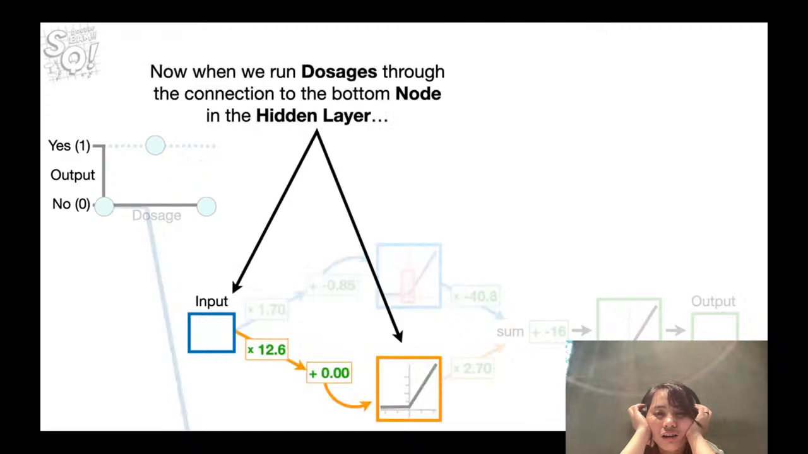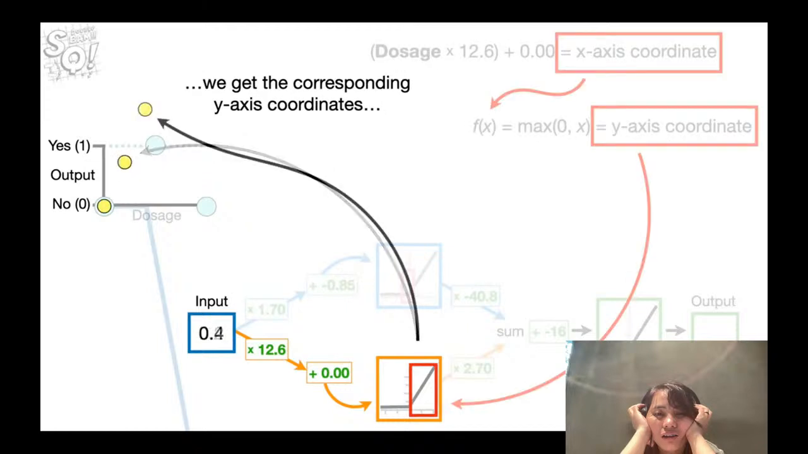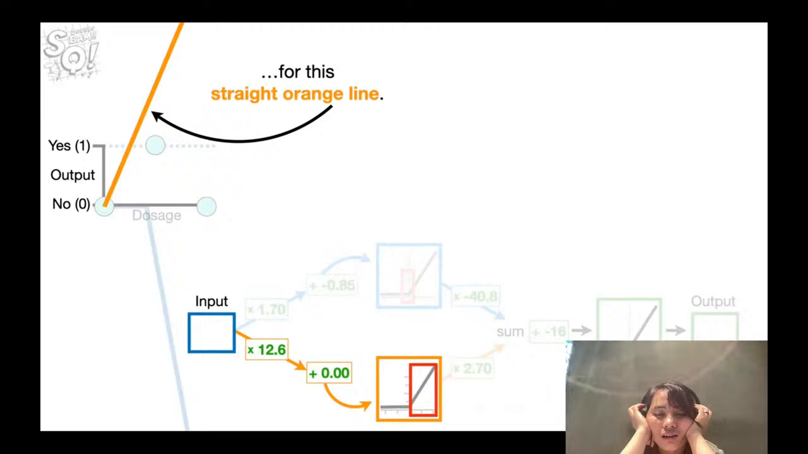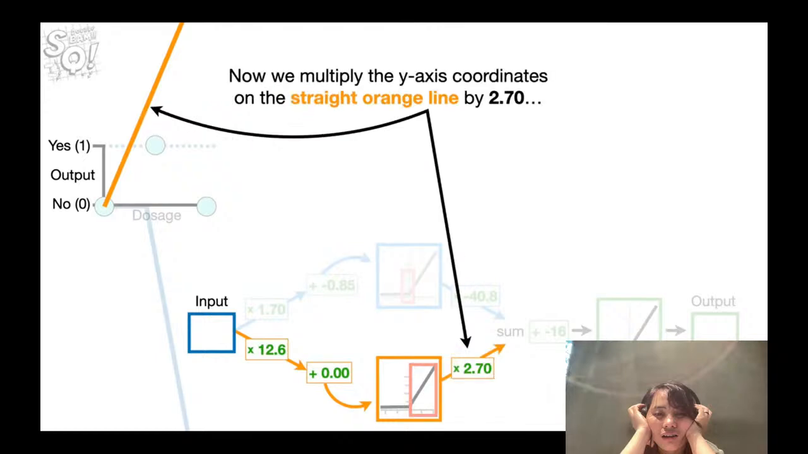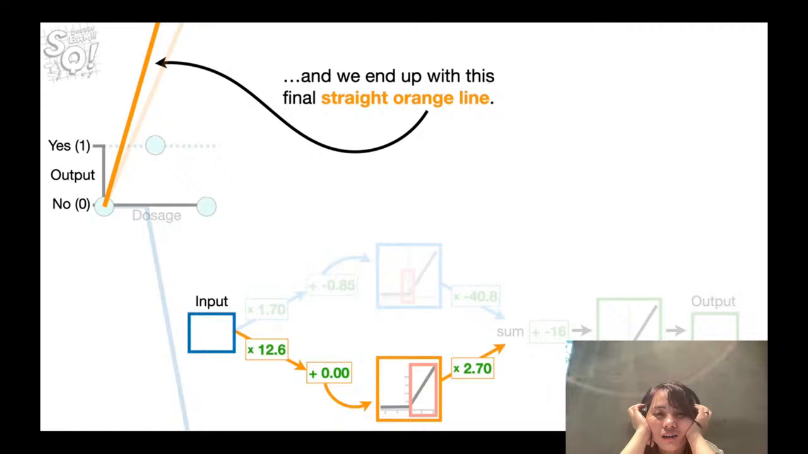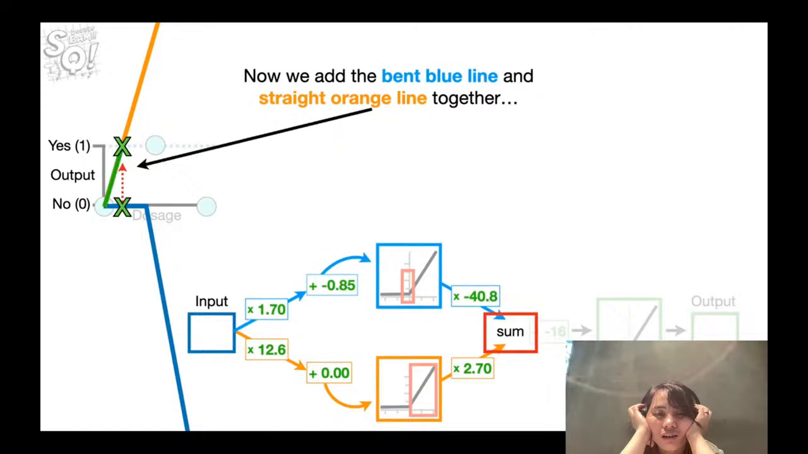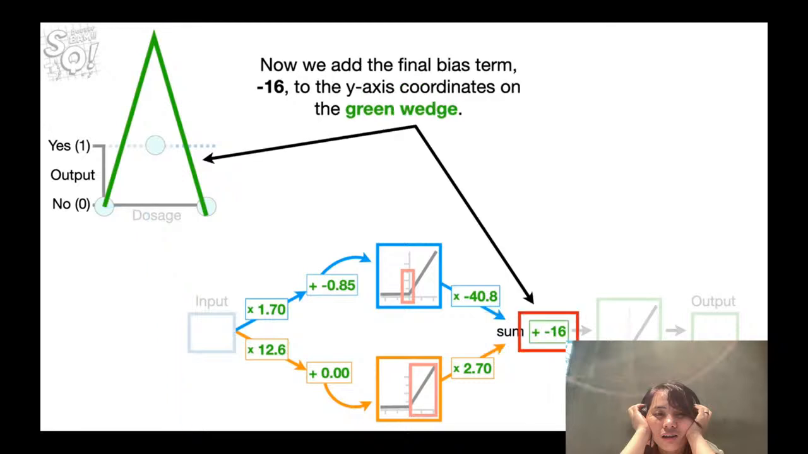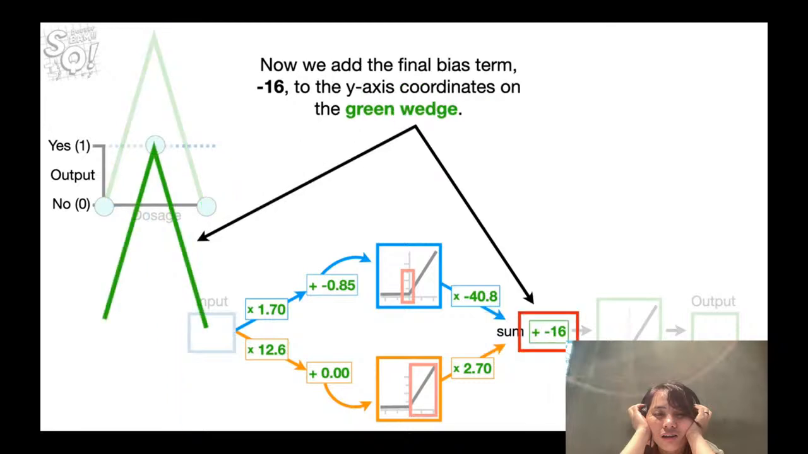Tiny bam. Now when we run dosages through the connection to the bottom node in the hidden layer, we get the corresponding y-axis coordinates that go off the screen for this straight orange line. Now we multiply the y-axis coordinates on the straight orange line by 2.70. And we end up with this final straight orange line. Now we add the bent blue line and the straight orange line together to get this green wedge. Now we add the final bias term, negative 16, to the y-axis coordinates on the green wedge.